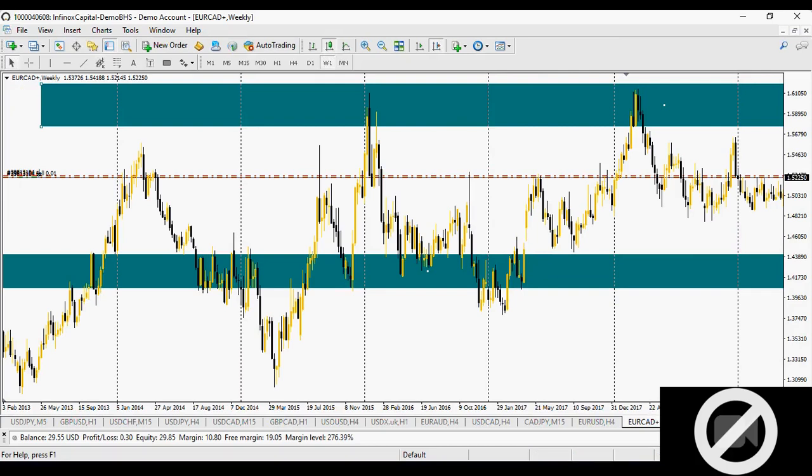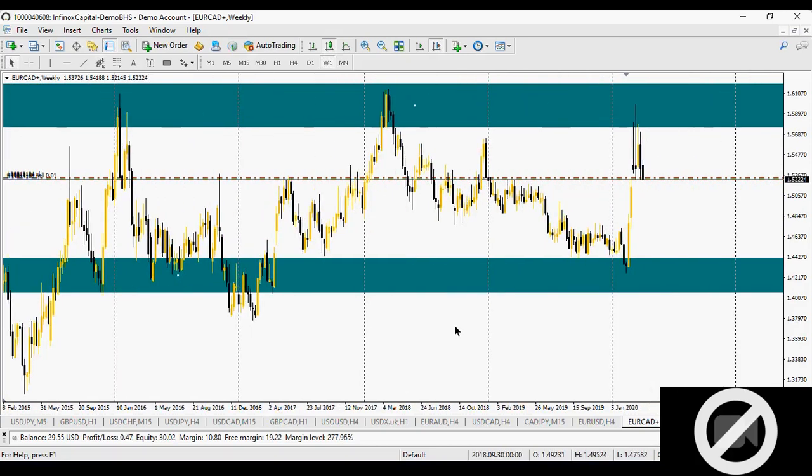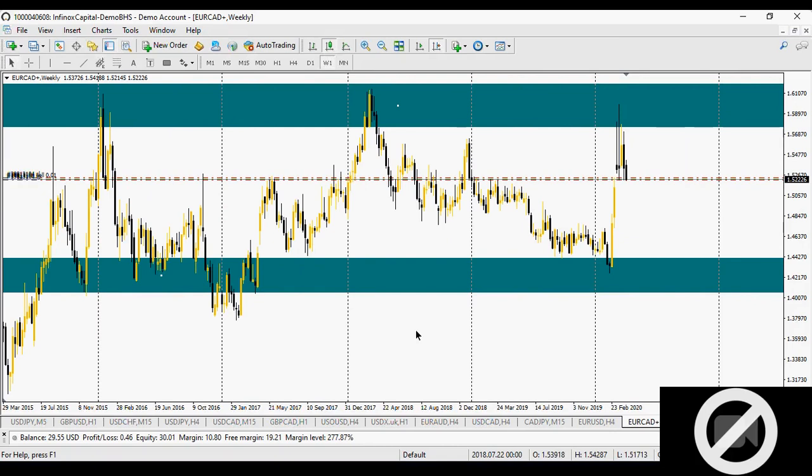Alright, so market always repeats itself. And when you understand how the market repeats itself, when you understand the pattern with which the market moves, it's going to help you in your trading.